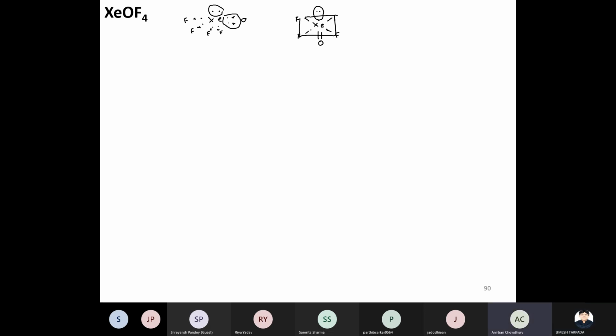See, it is not a seesaw. Seesaw is a different shape. It's a square pyramidal. Seesaw is in the case of SF4, where you have 4 fluorine atoms and 1 lone pair. This is a seesaw geometry. It is a part of the trigonal bipyramidal expected shape, but here it is a part of the octahedral expected shape. So this is not the seesaw.